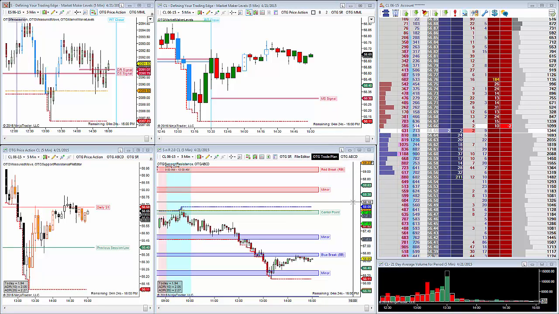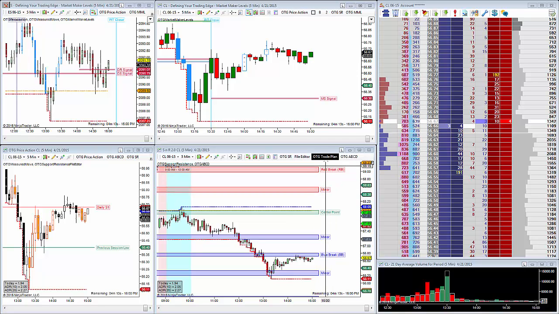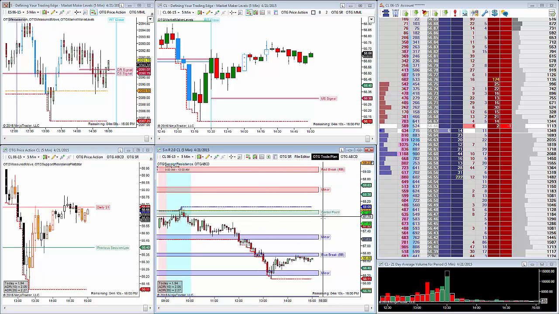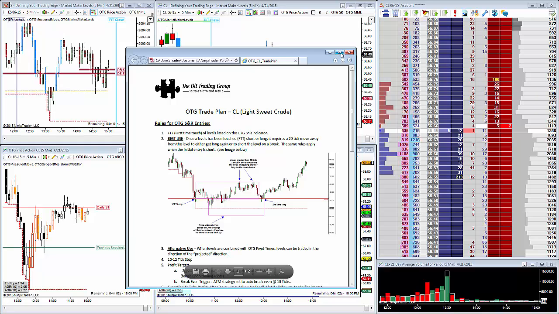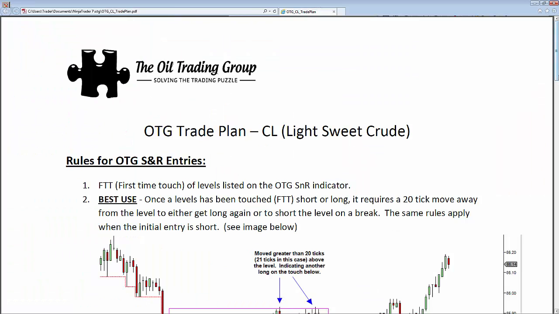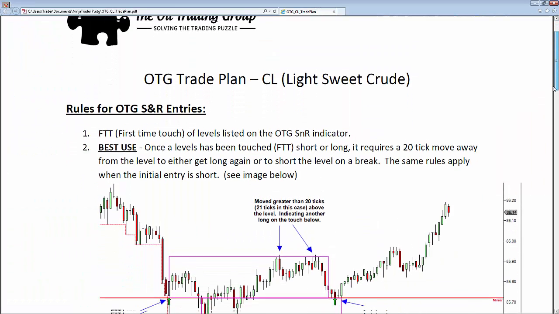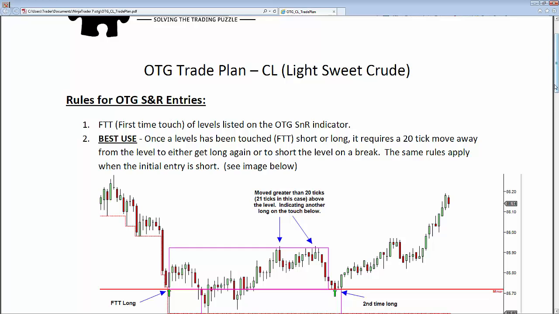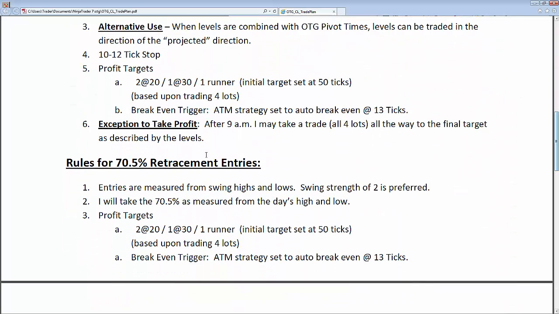If you are a regular subscriber, or if you become a regular subscriber to the Oil Trading Group, one of the things we offer you is an indicator called OTG Trade Plan. That is this button bolted to the top of this chart. If you select that button, the OTG Trade Plan pops up on the screen. The OTG trade plan simply covers the entries and the way we like to get into our entries, the different entries that we have.